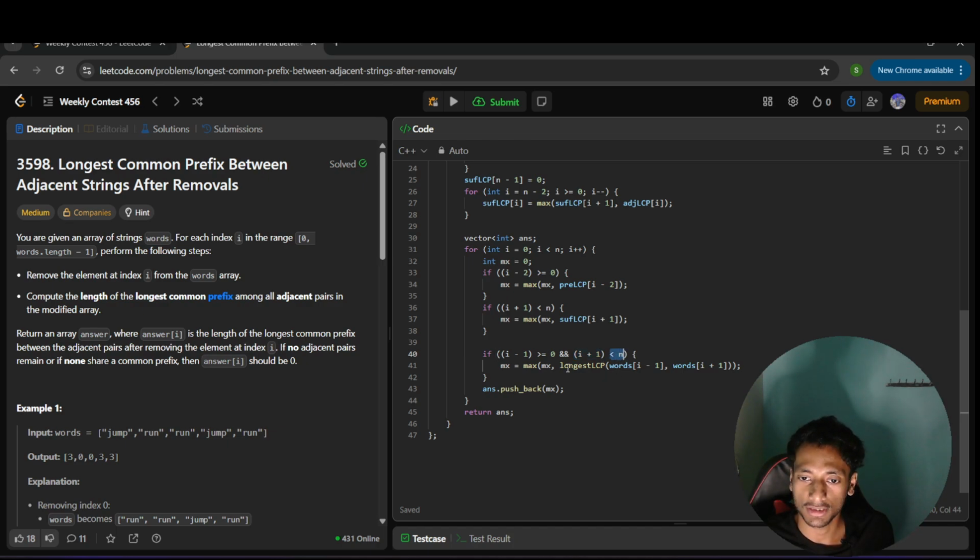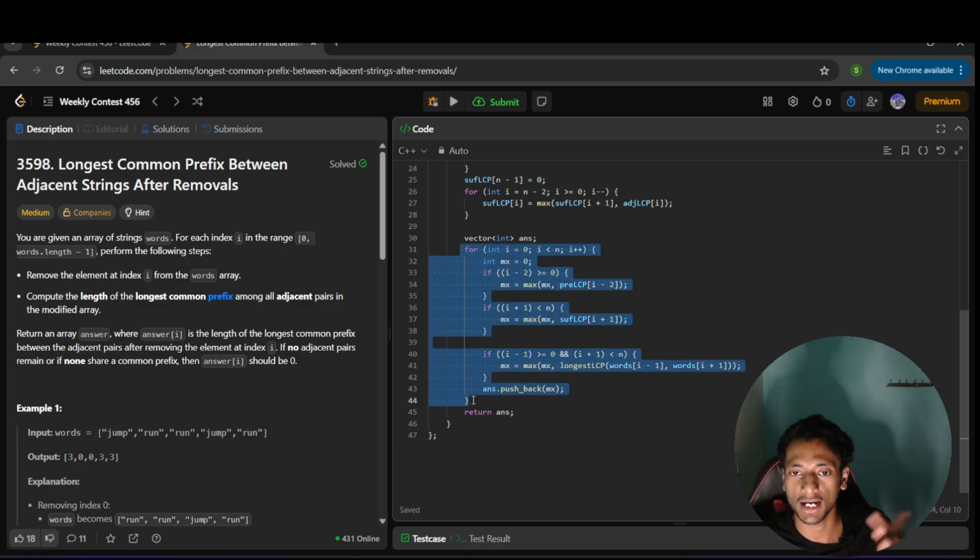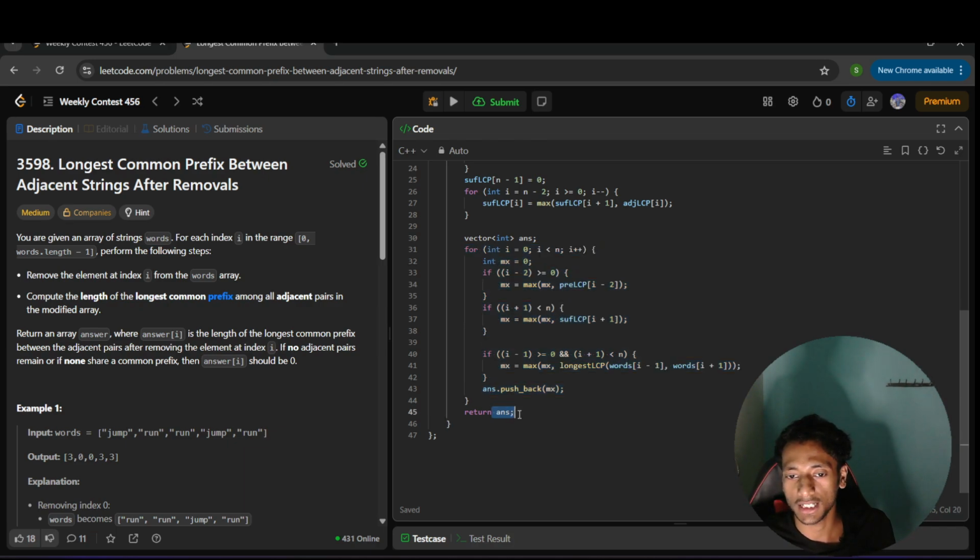So at that time I'll call this helper function and pass the string present at index I minus 1 and the string present at index I plus 1, because the ith string is removed. So the adjacent pair will be I minus 1 and the other string will be I plus 1. Got it? This is clear. And the maximum value I get will be stored in the answer vector. And ultimately after checking all the positions, means the 0th position, then first position, second string, third string, in this way I remove each string and check, and I will return the answer vector.